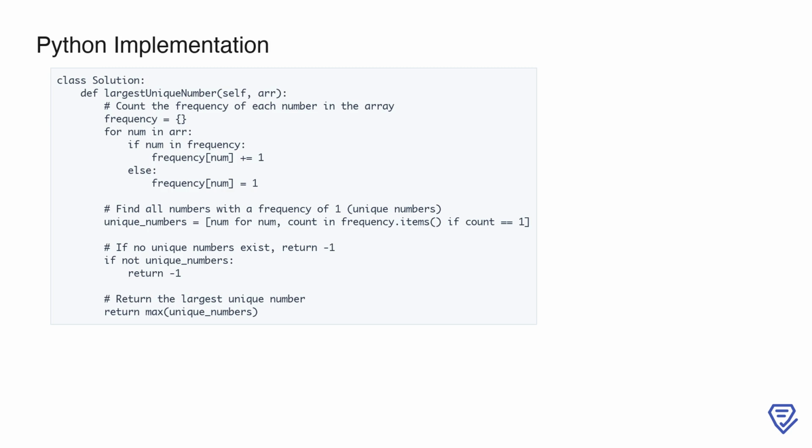Finally, if unique numbers exist, we return the maximum value from the unique_numbers list, which corresponds to the largest unique number in the array. This approach is efficient, as it processes the array in O(n) time to build the frequency dictionary and uses another O(n) pass to filter the unique numbers. The space complexity is O(n) due to the dictionary storage. The implementation is concise and handles edge cases such as an empty array or no unique numbers gracefully.